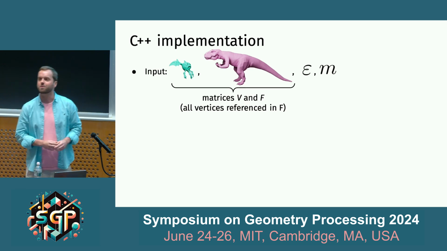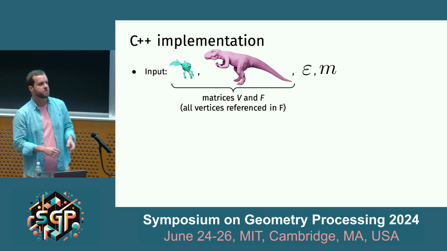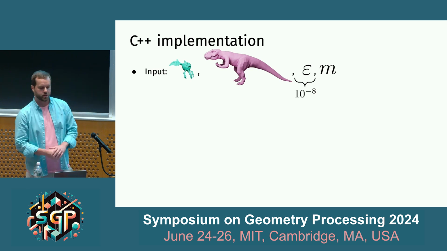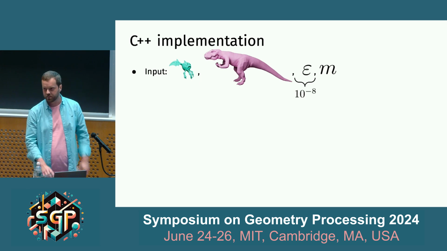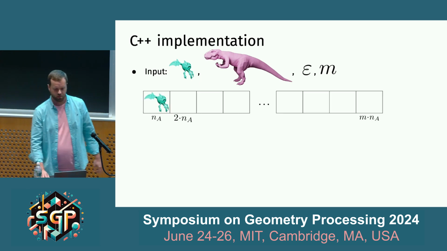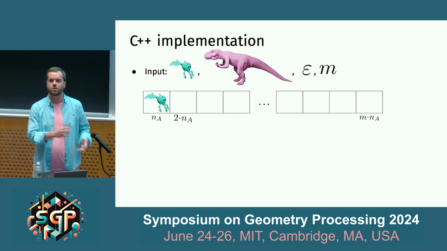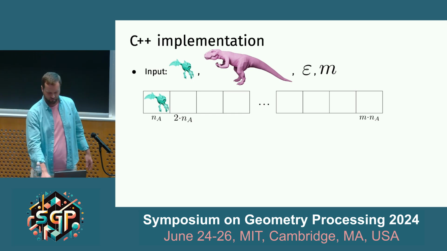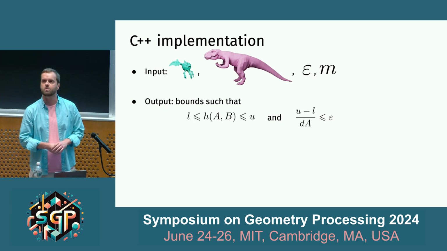We implemented our method in C++. The input triangle soups are represented as matrices in the VF format. The other inputs are the tolerance epsilon, which is usually taken as 10 to the minus 8, and a factor m that defines the maximum number of triangles to be processed, m times the number of triangles of A. The outputs are the final lower bound and upper bound.